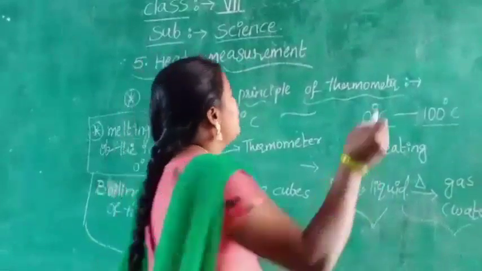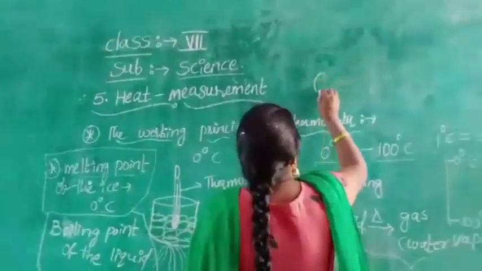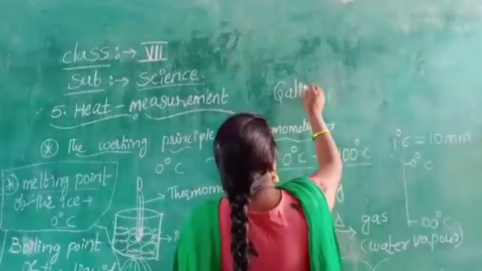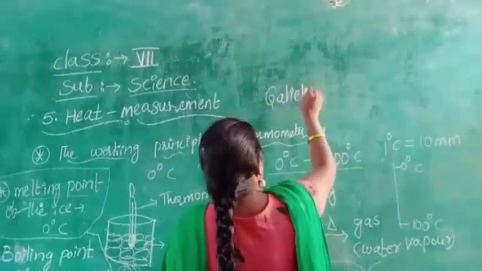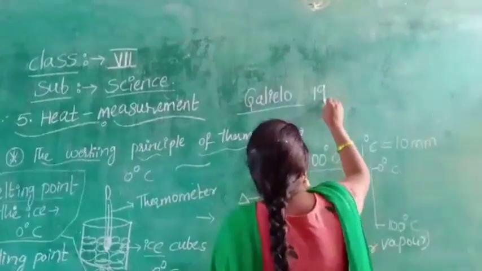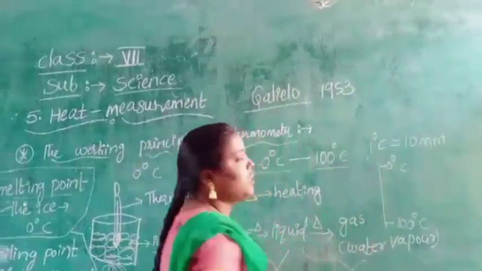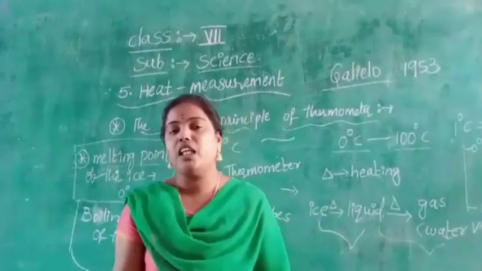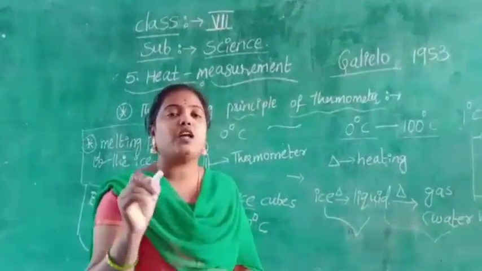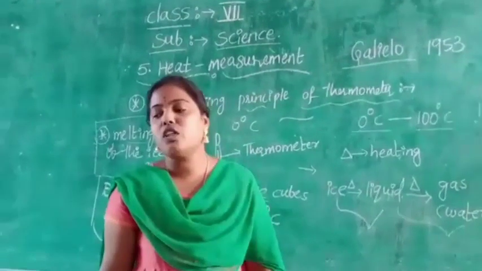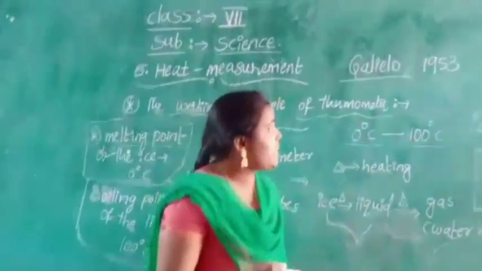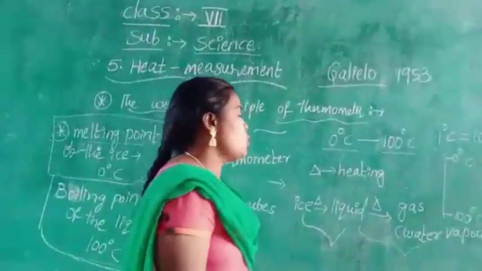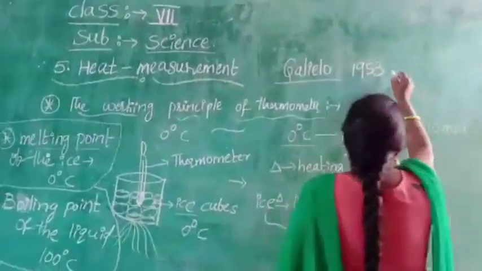Children, do you know the scientist Galileo? The scientist Galileo, in the year 1953, discovered the first thermometer. Who discovered the thermometer? What is the scientist's name? Galileo, in the year 1953. So first he discovered the thermometer.